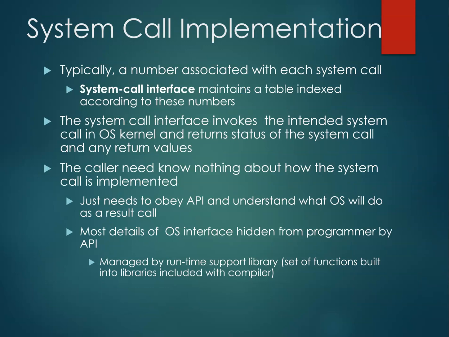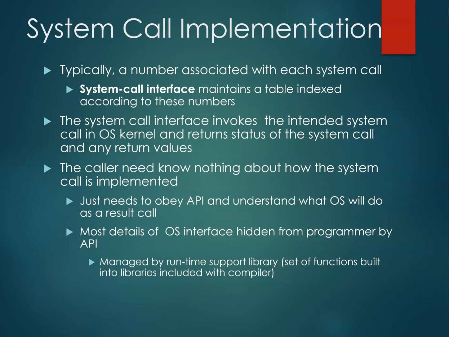Typically, there's a number associated with each system call at the implementation level. The system call interface maintains a table indexed according to these numbers. Basically, it's an index into the OS. The system call interface invokes the intended system call in the OS, and it returns the status. The caller needs to know nothing about how the system call is implemented. It just needs to obey the API and understand what the OS will do as a result of the call.